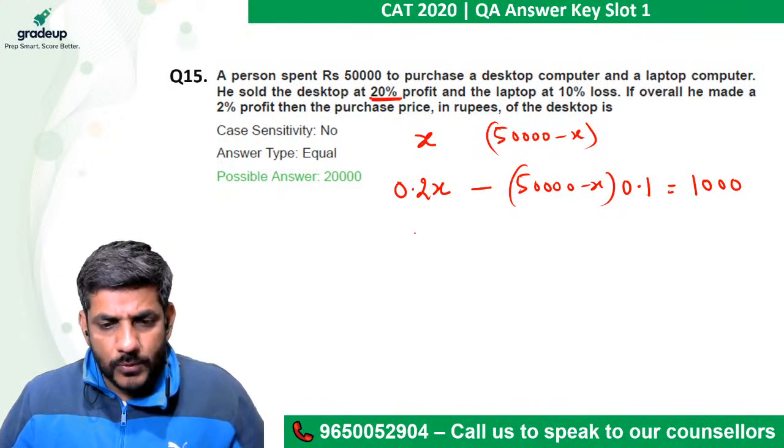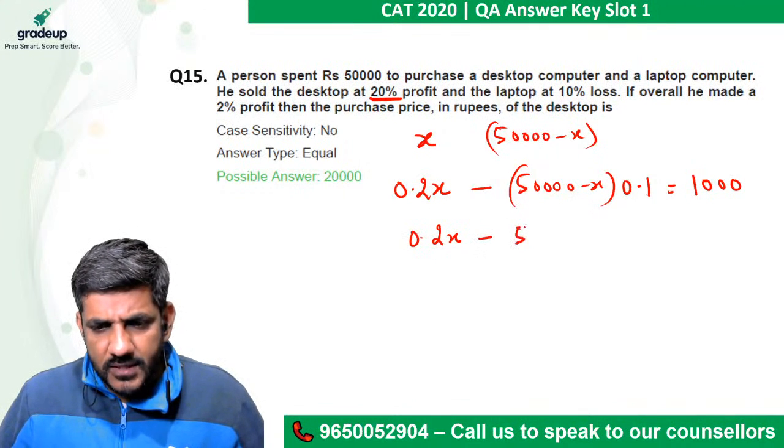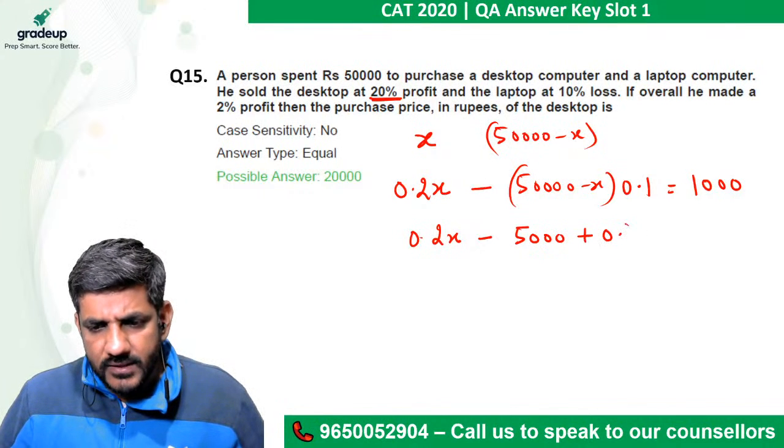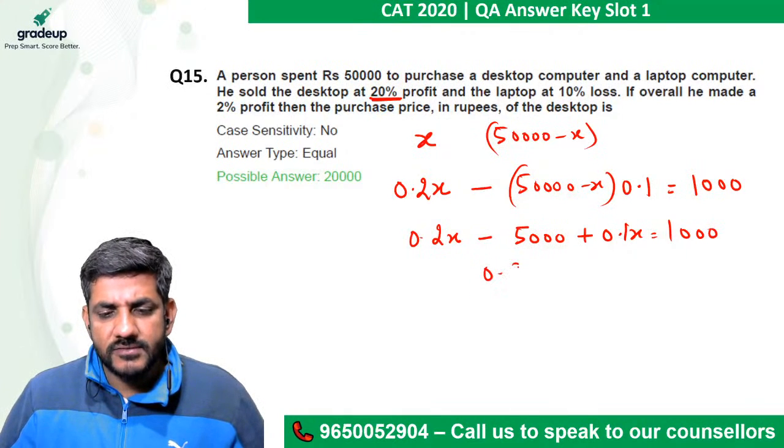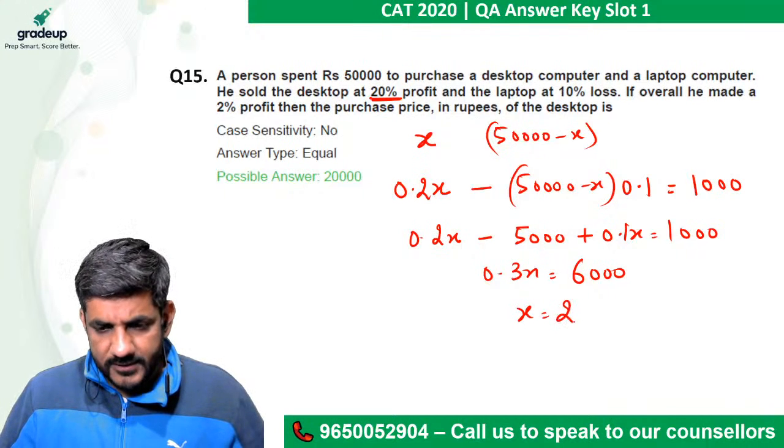So I can solve this equation. This is not a lengthy equation. 0.2x minus 50,000 into 0.1, that is 5,000, plus x into 0.1, that is 0.1x, is equal to 1,000, and this gives me 0.3x is equal to 6,000, or x is 20,000.